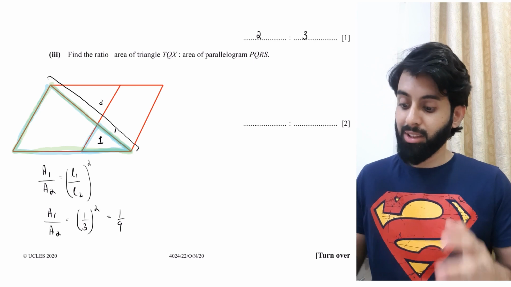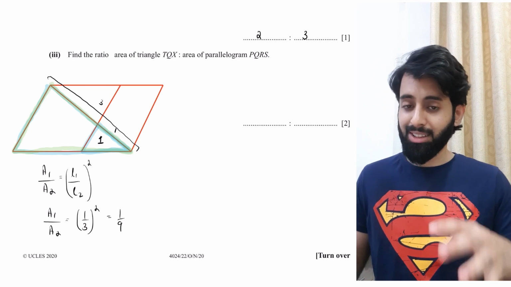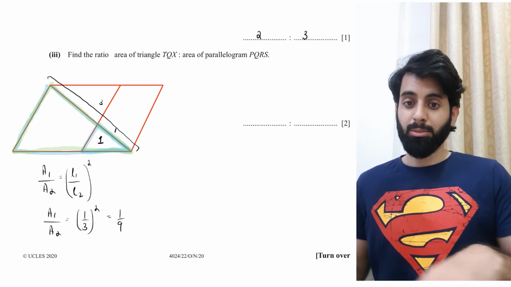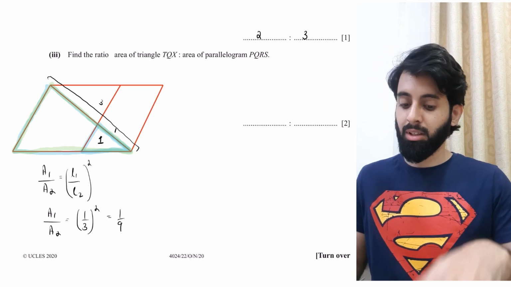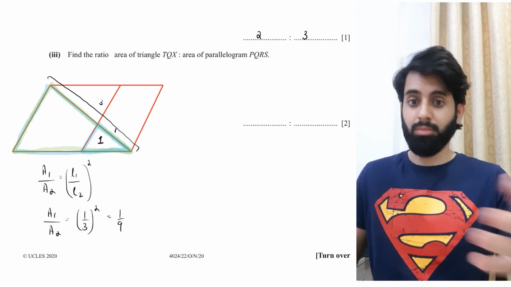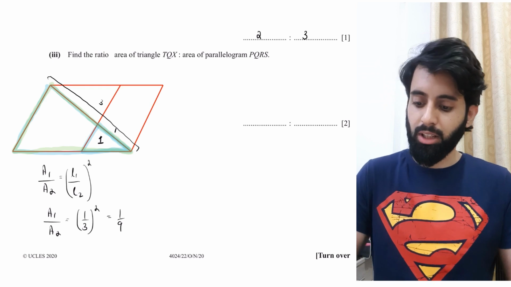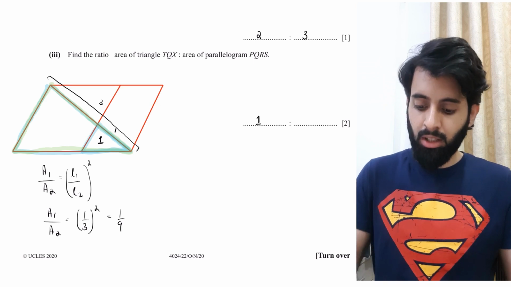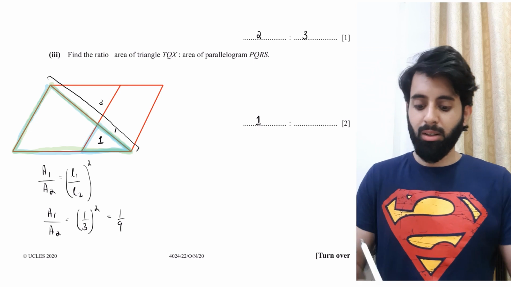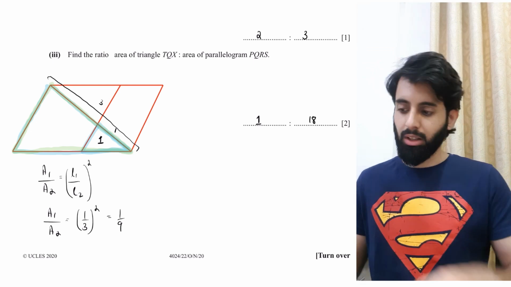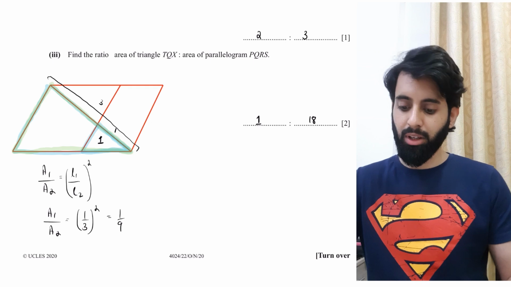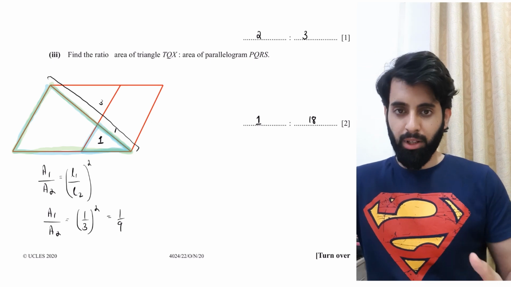Now, if the area of this triangle, the one that I've highlighted in green, is 9, and this triangle is basically half of the parallelogram, that means the area of the parallelogram will be 9 plus 9, which is equal to 18. So area of TQX to area of parallelogram PQRS is 1:18.